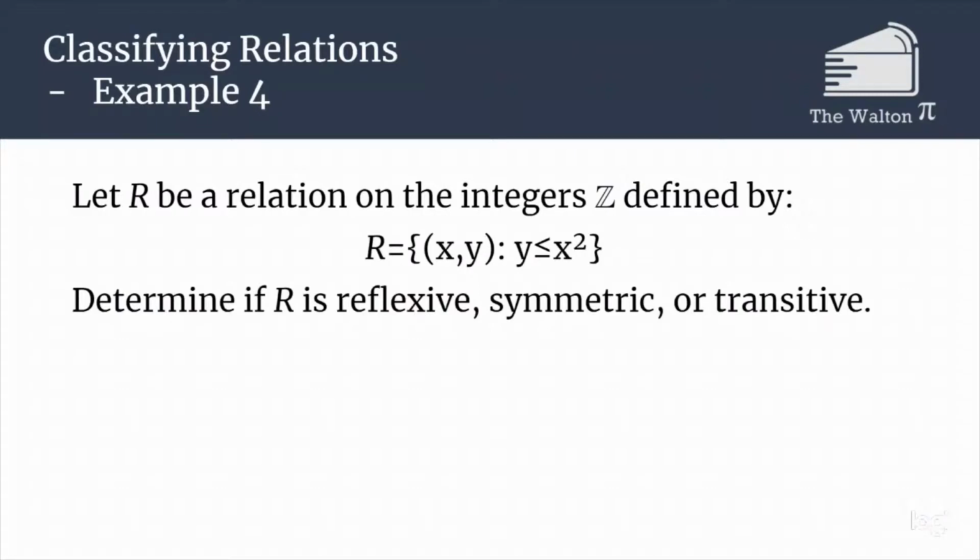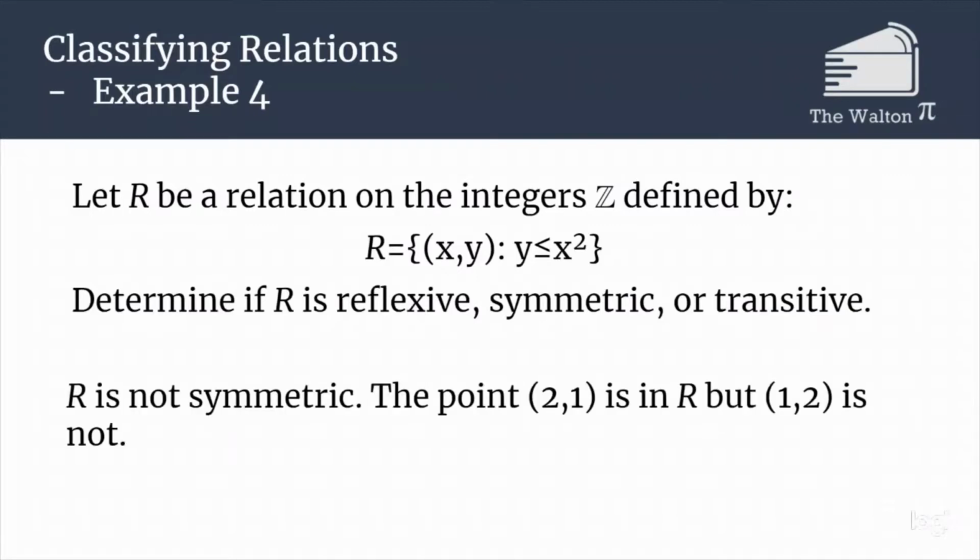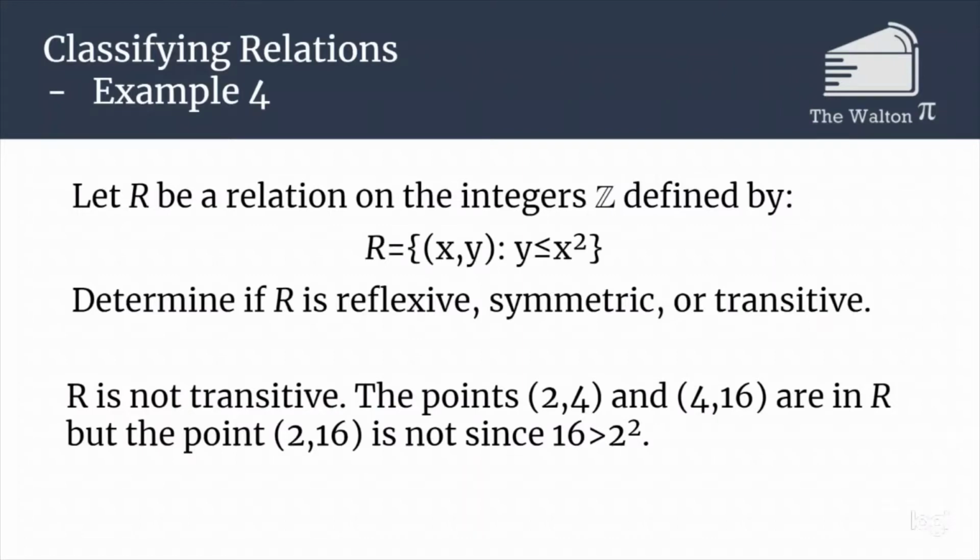Hopefully that was enough time for you to be able to figure out if R was reflexive, symmetric, or transitive. Now, you might think that this is going to behave exactly like our last example, because the rule is still the same. And our counterexamples for symmetric and transitive actually still hold. So R is again not going to be symmetric because the point 2, 1 is in the relation, but 1, 2 is not. And it's also not going to be transitive because the points 2, 4 and 4, 16 are in the relation, but the point 2, 16 is not.